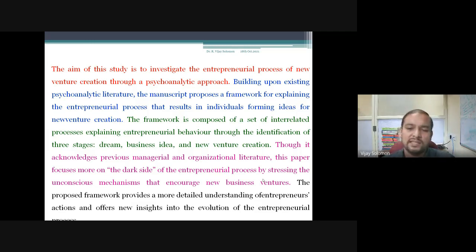They mentioned that it acknowledges previous management work. So what is unique about this particular work, even though many people have worked on that? And at the end, they said that the proposed framework provides a more detailed understanding of entrepreneurs' actions and offers new insights into the evolution of the entrepreneurial process. So this has almost all the elements.